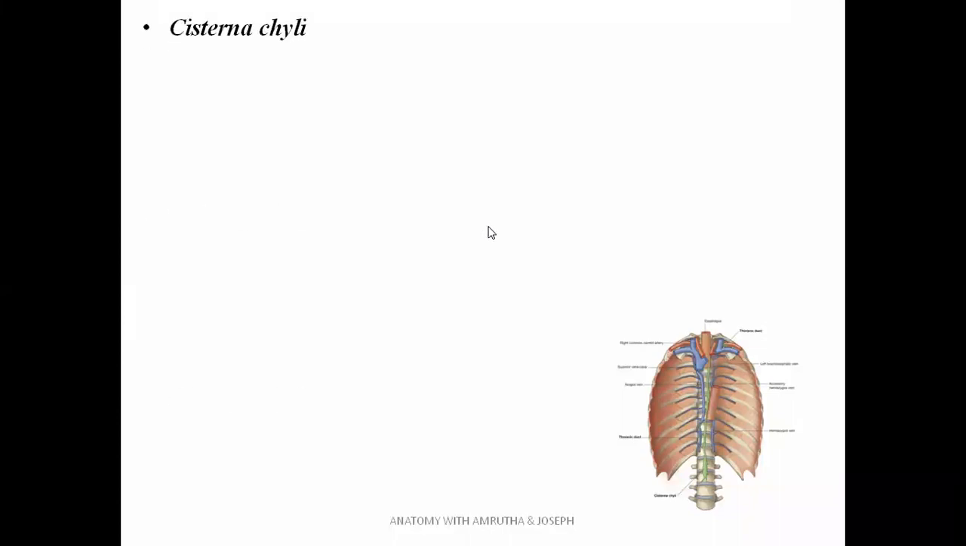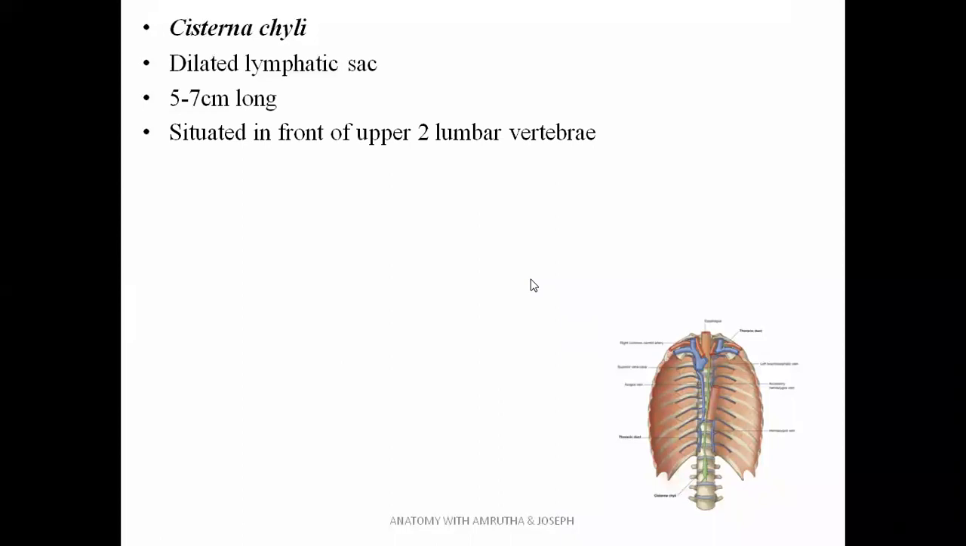The cisterna chyli is a lymphatic sac, a dilated lymphatic sac, which is seen in the abdomen. It is 5 to 7 centimeters long, and its location is in front of the upper lumbar vertebrae, lumbar vertebra 1 and 2.